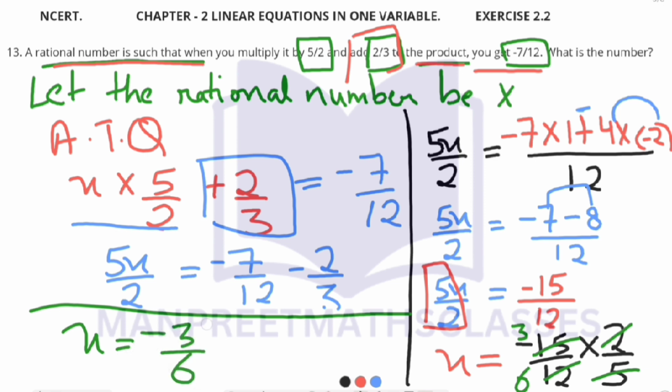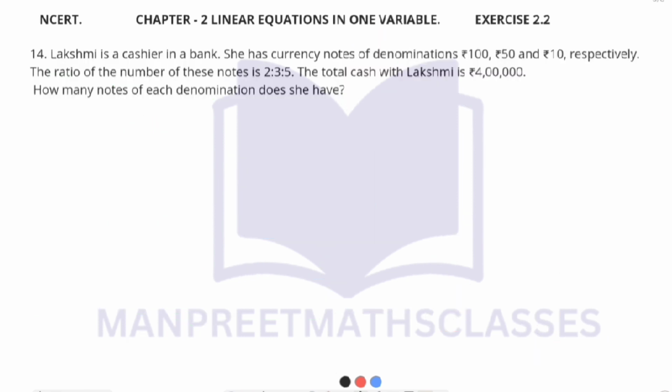ये common table में आते हैं 3 के. 3 ones are 3, 3 twos are 6. Final answer is minus 1 by 2. This is the required rational number. Now let's move on to next question.